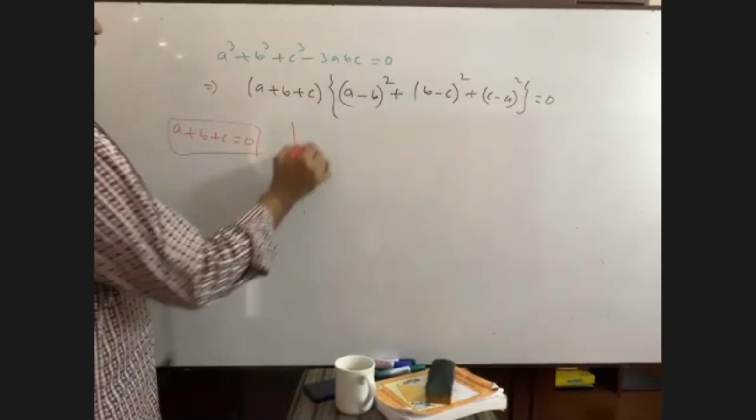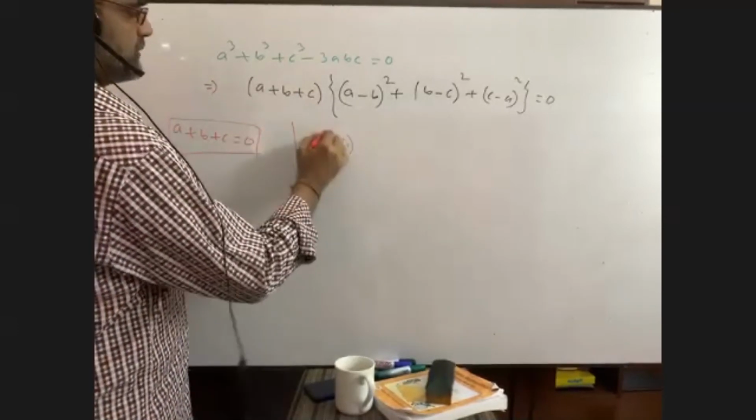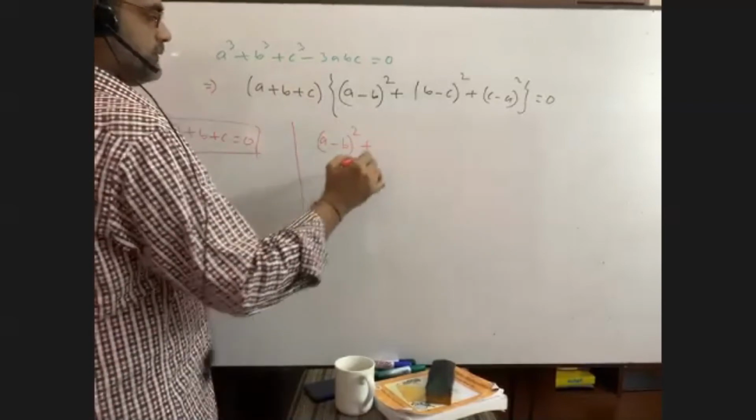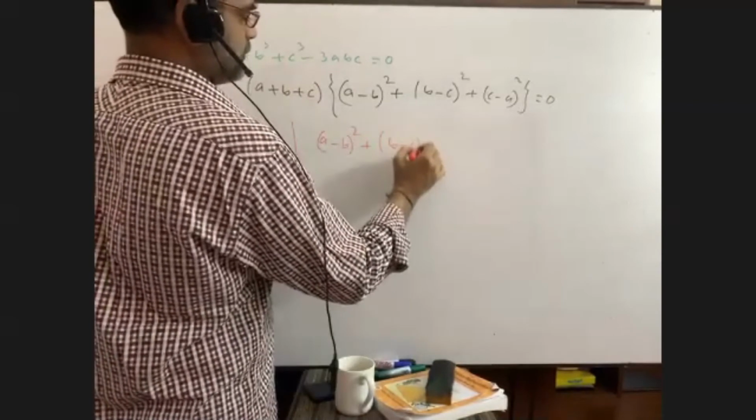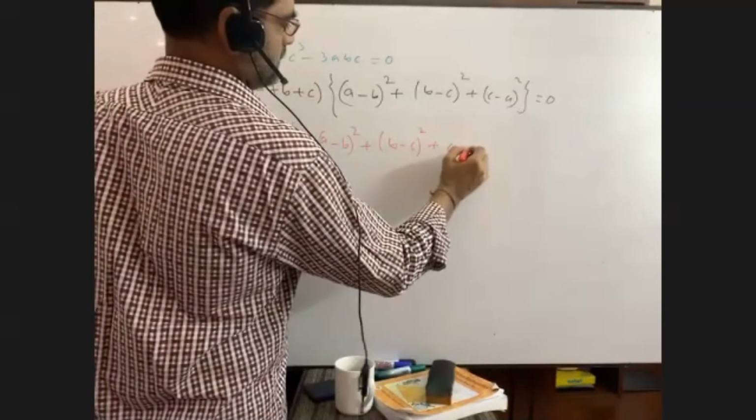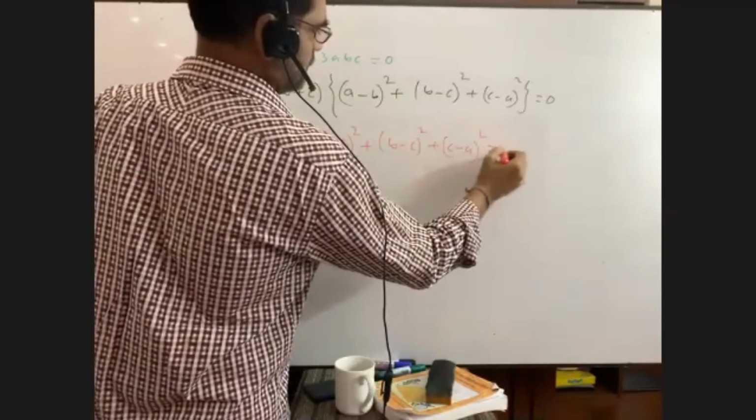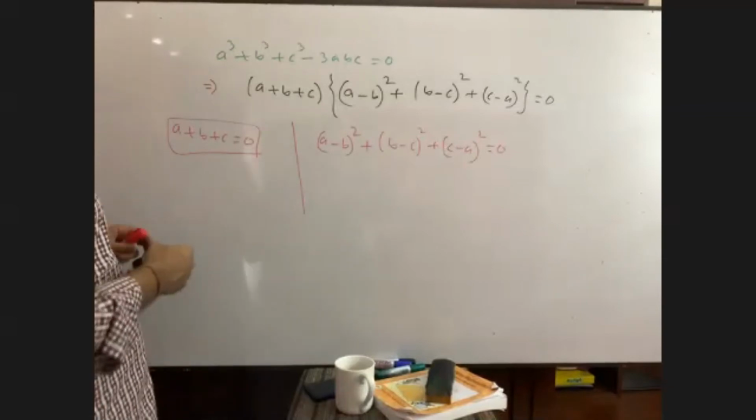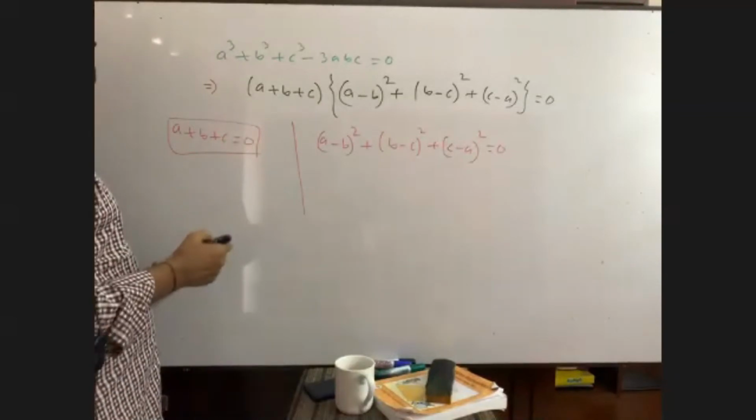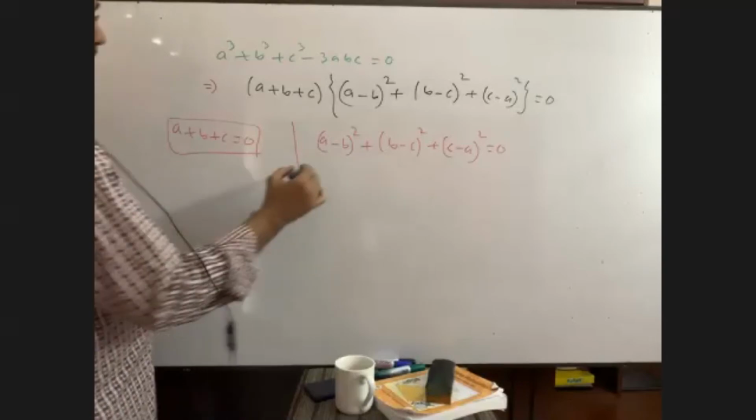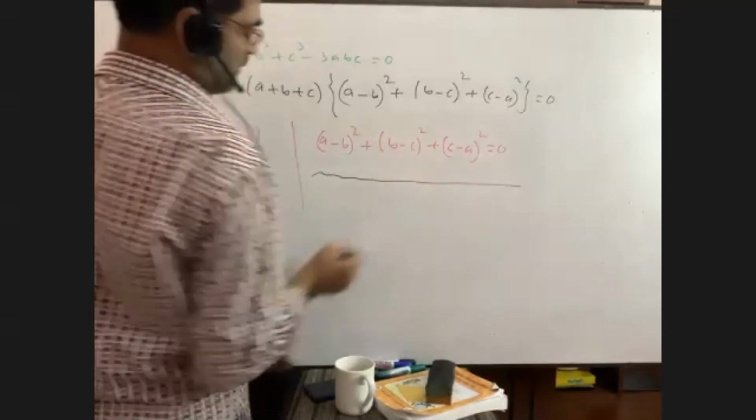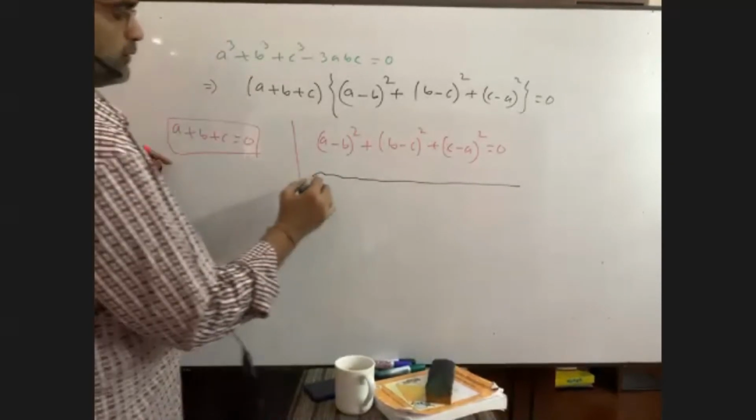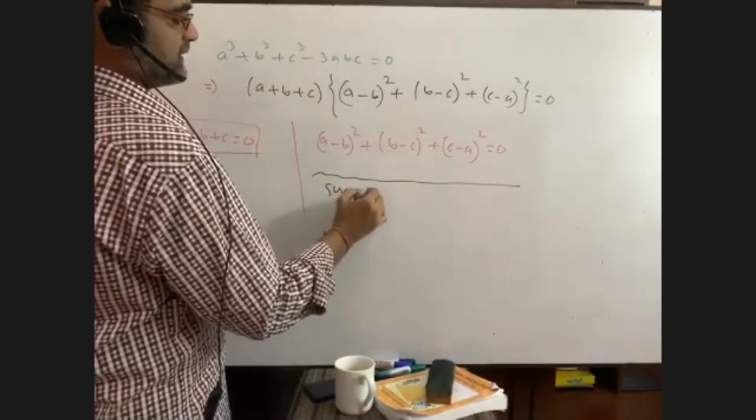or a minus b whole square, b minus c whole square, c minus a whole square equals to 0. Talk to me. Yes, sir. Can you remember just 1 to 2 minutes back, I wrote something here, sum up. Can you remember sum of the squares?